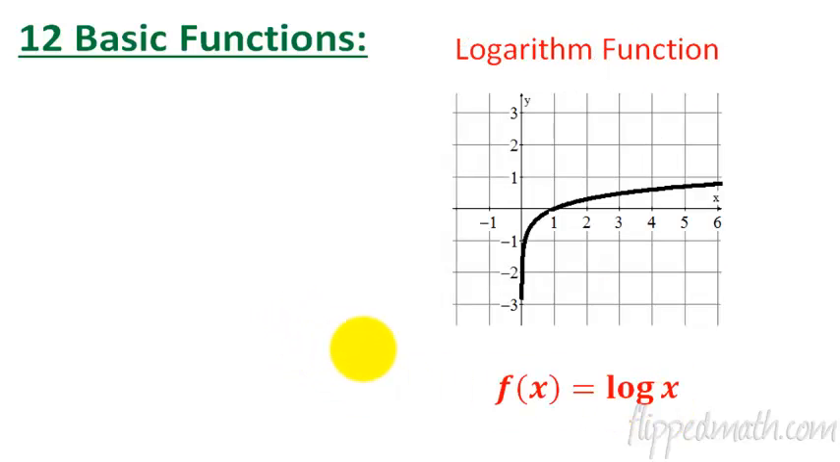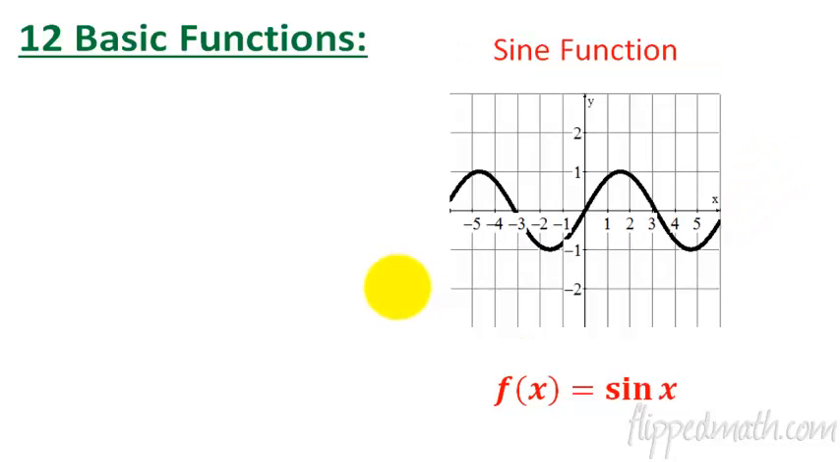Next is the logarithm function. A logarithm function, f of x equals log of x, and we'll get into these later as well, but this is a vertical asymptote right here. You'll have a vertical asymptote. There is no horizontal asymptote. It might look like it, but it is just kind of flattening out. Never really gets flat, though. Continues forever and ever.